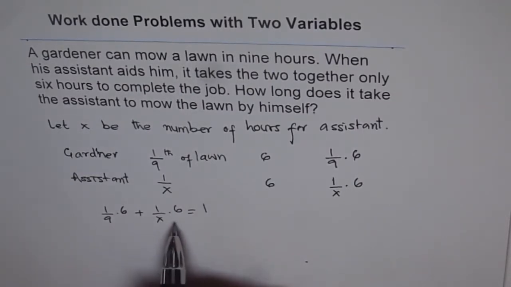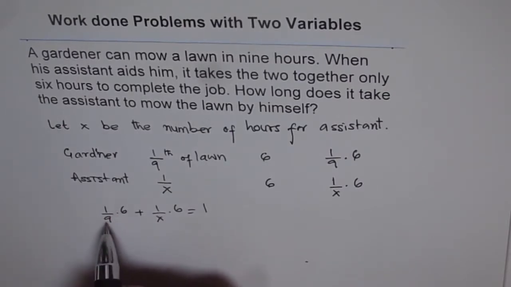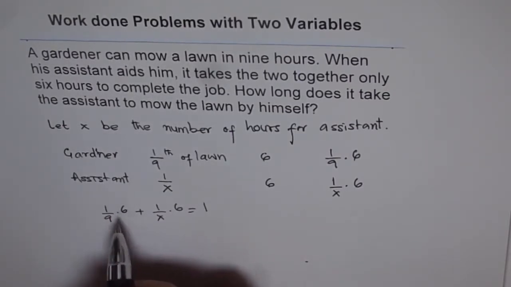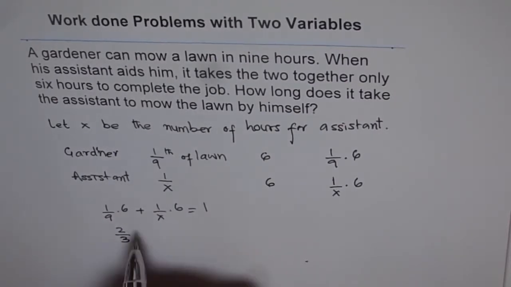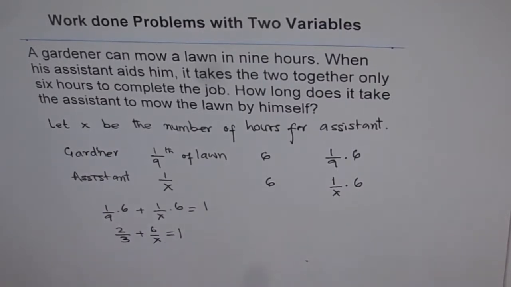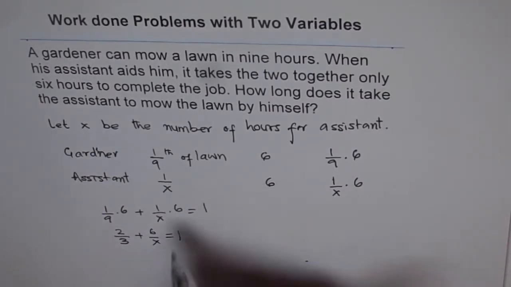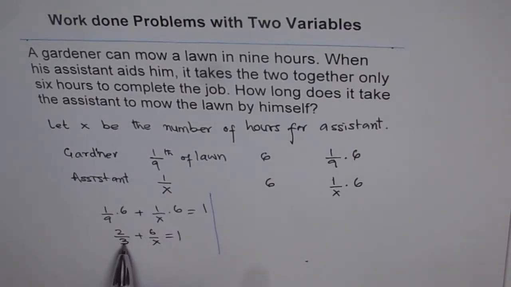Now let's solve this equation. So we can multiply by x and then simplify this. So we get 6 over 9 could be written as 2 over 3. Let's say 2 over 3 plus 6 over x equals to 1, right? Let's take it on the other side and solve the equation. So the common denominator is 3x.